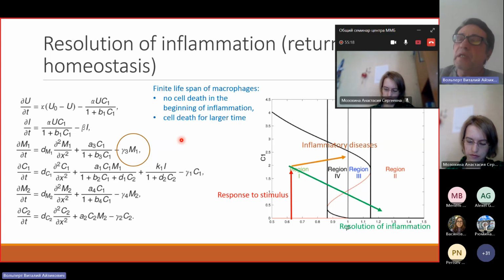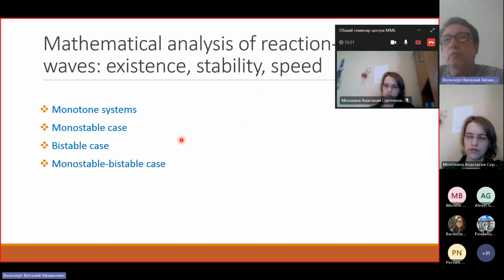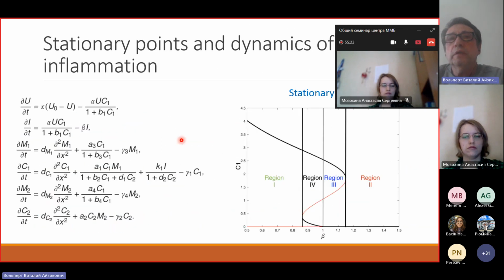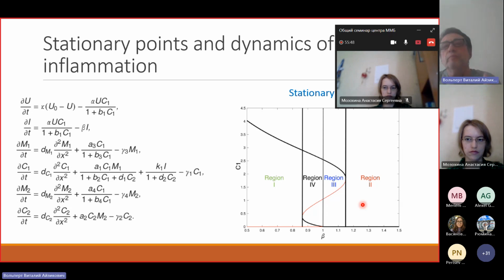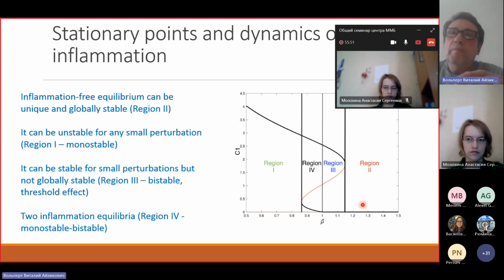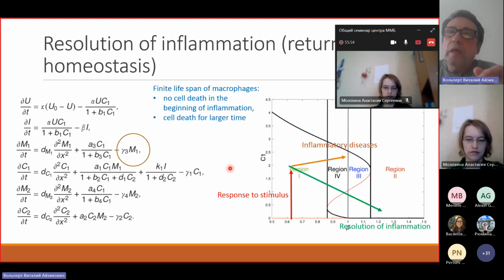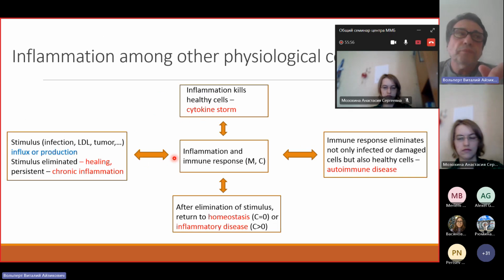This is not described. If we take this generic model shown here, this model does not describe it. This is important to understand. This model describes the emergence of inflammation, the development of inflammation, but it does not describe how inflammation is finished. We understand, of course, that we should be able to go both ways, towards the inflammation and back, but not in this model. We need to introduce something else, and I explained to you how to do it here.